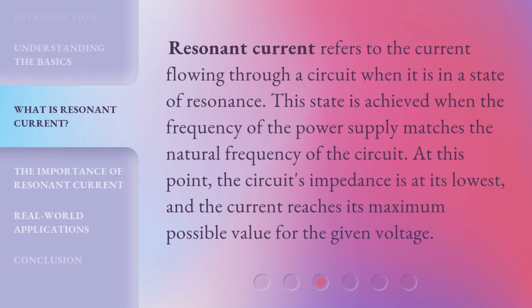Resonant current refers to the current flowing through a circuit when it is in a state of resonance. This state is achieved when the frequency of the power supply matches the natural frequency of the circuit. At this point, the circuit's impedance is at its lowest, and the current reaches its maximum possible value for the given voltage.